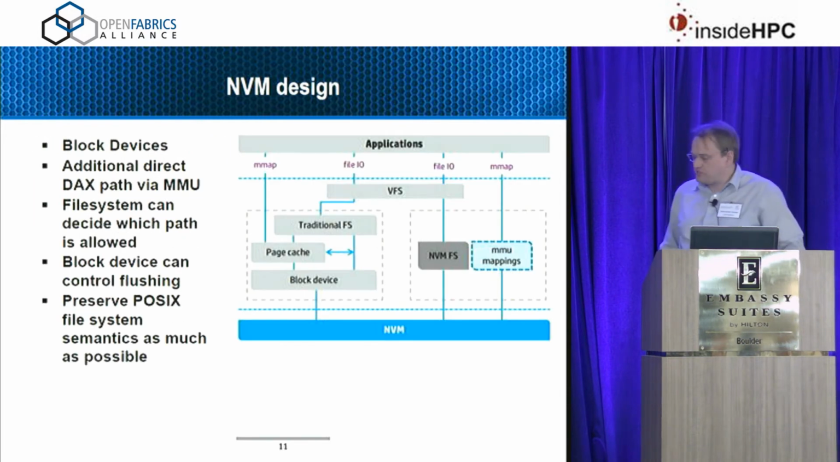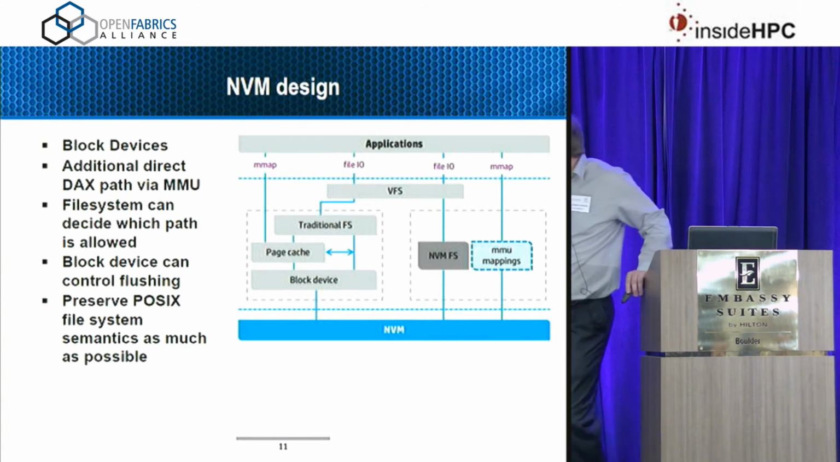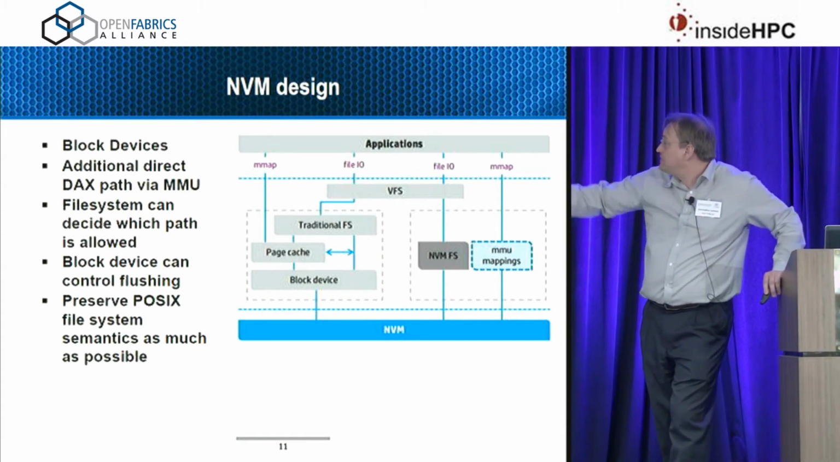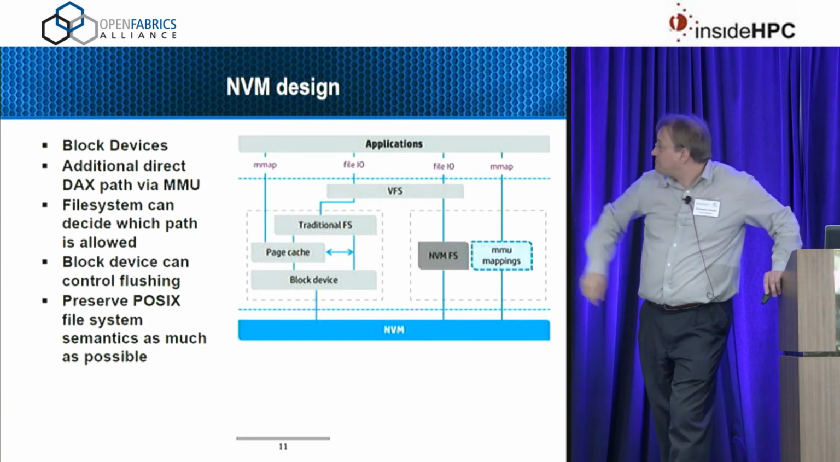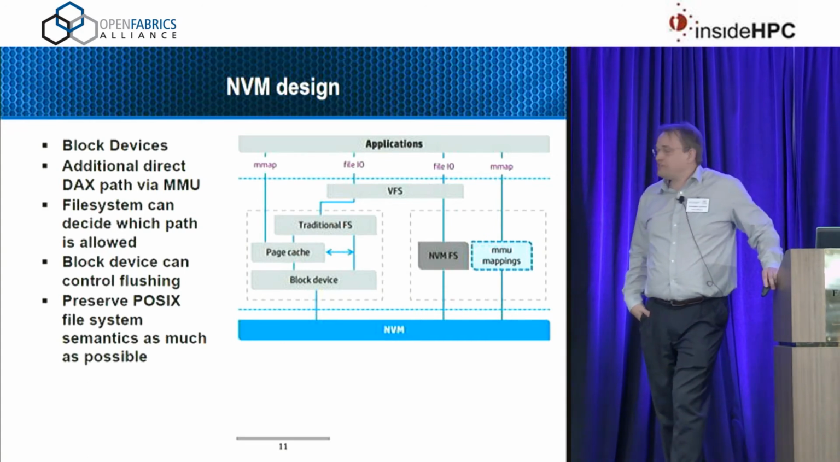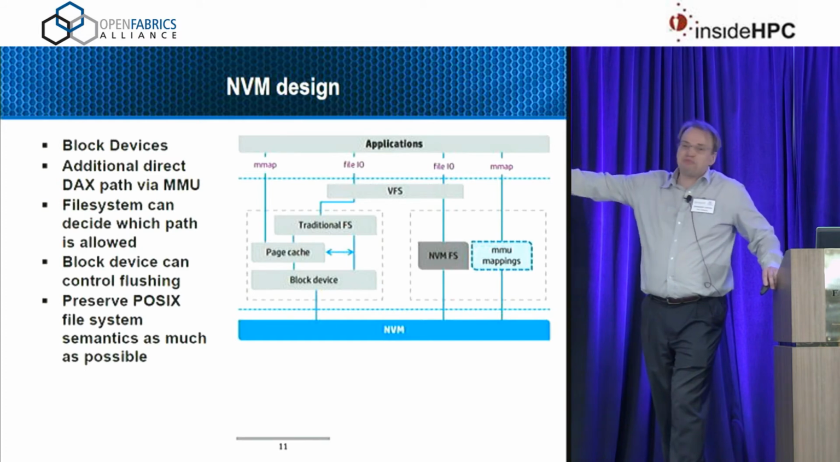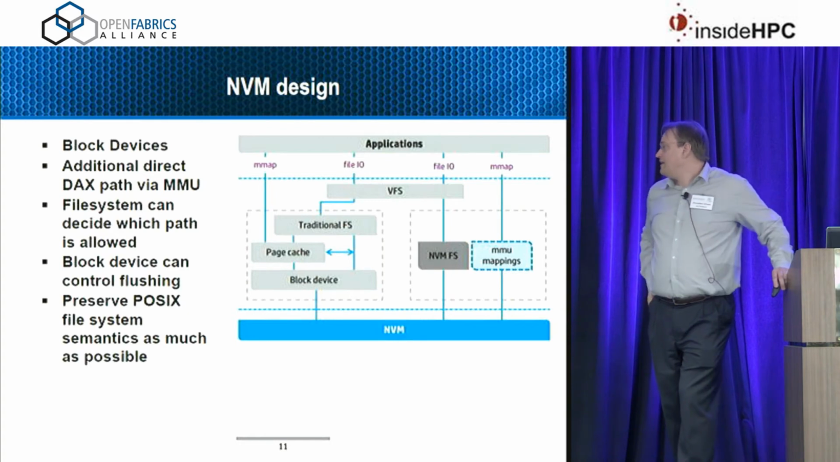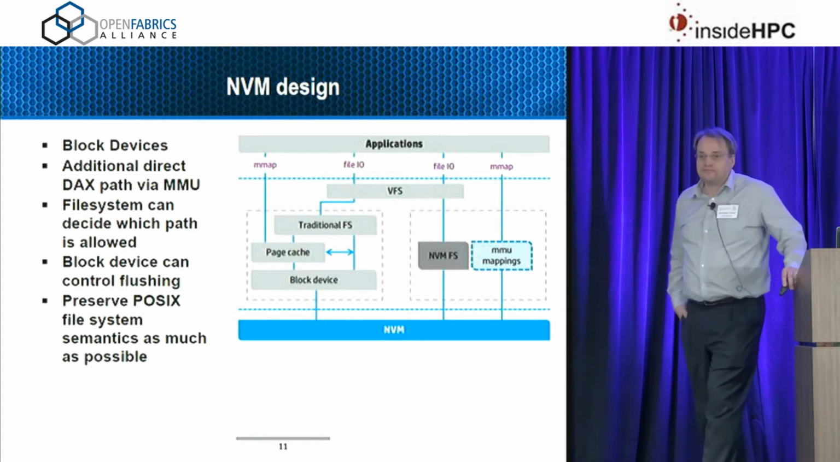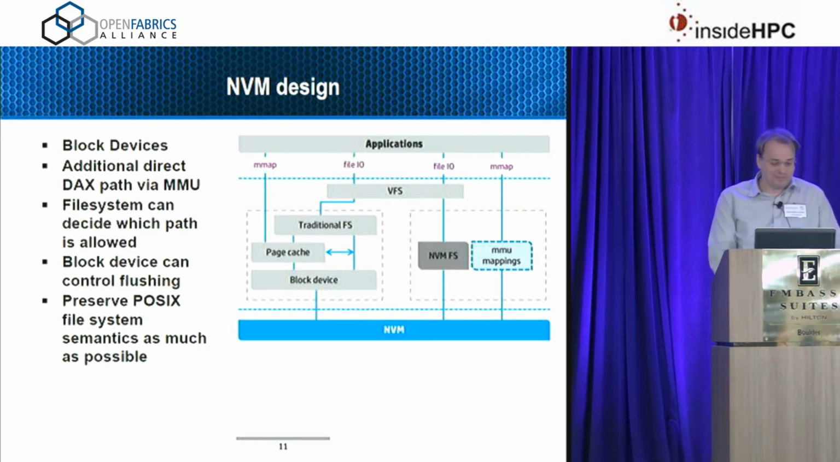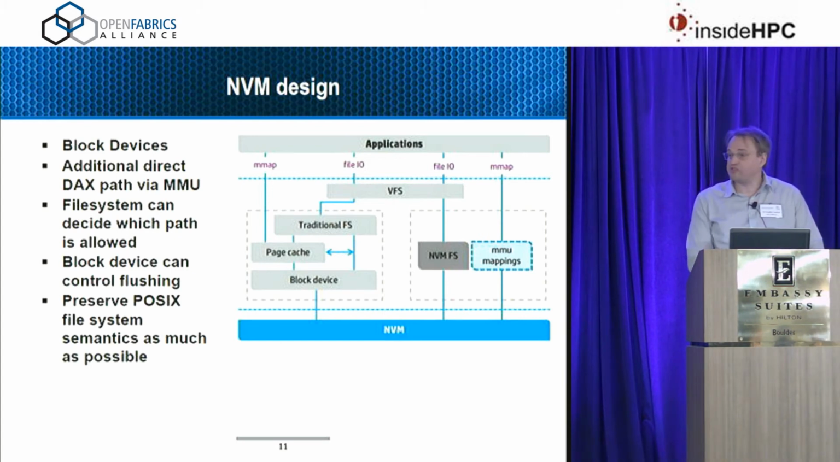This is the NVM design. I think we saw this already before. So you have the block device that's underlying everything. There's the additional direct DAX path via the MMU mappings. And there's a file system in between. And the file system can decide on its own if what you're doing there is safe or not. There may be situations in which the file system takes the MMU mappings away and just uses a regular page cache because you're doing an operation that would result in an inconsistent state and where it cannot guarantee that the data is consistent on the NVM device. So the good old daddy of the operating system is around and makes sure everything is safe. And we are preserving the POSIX semantics as much as possible.